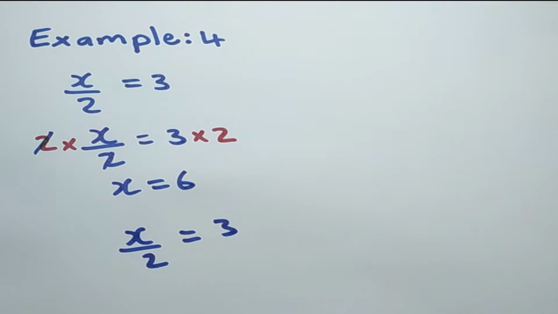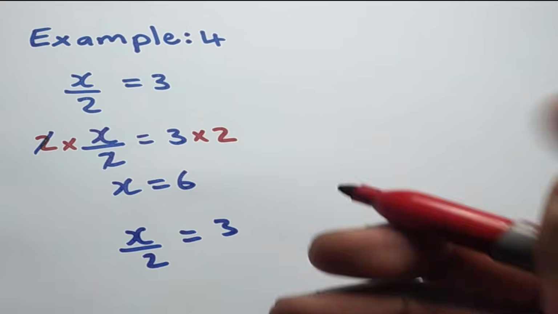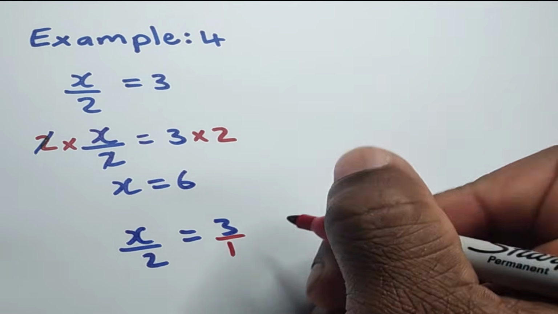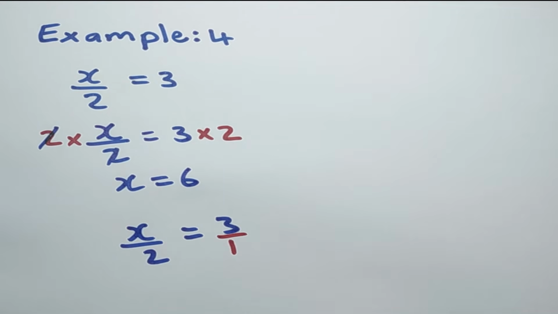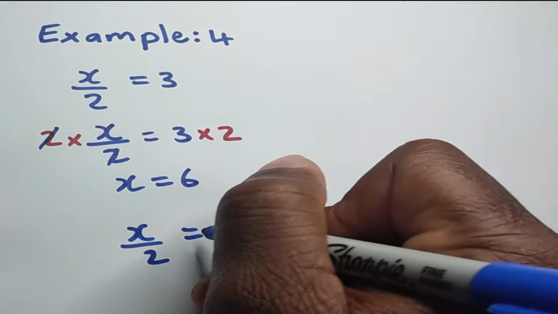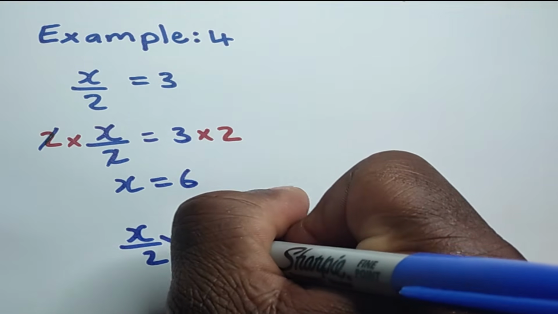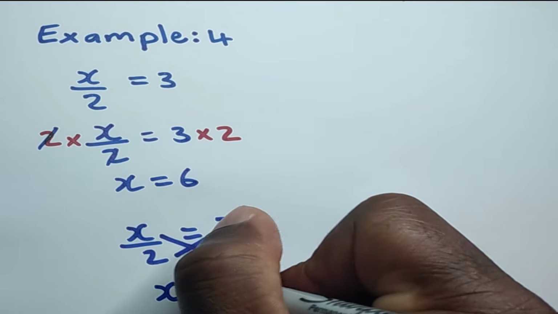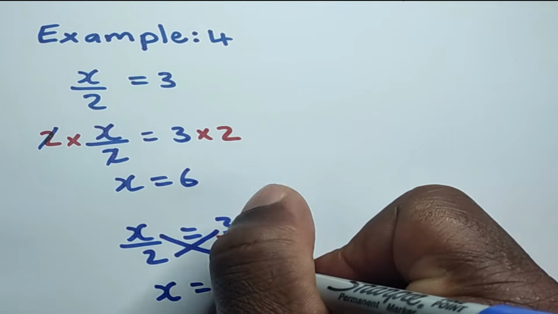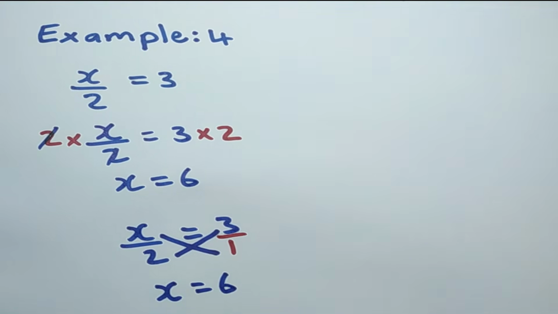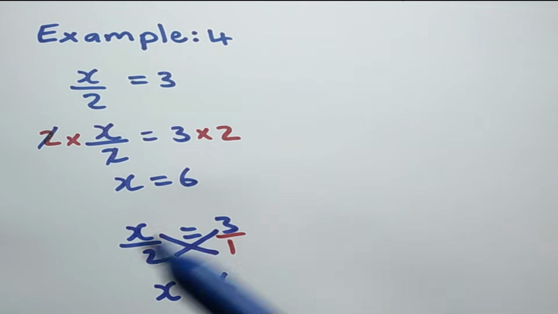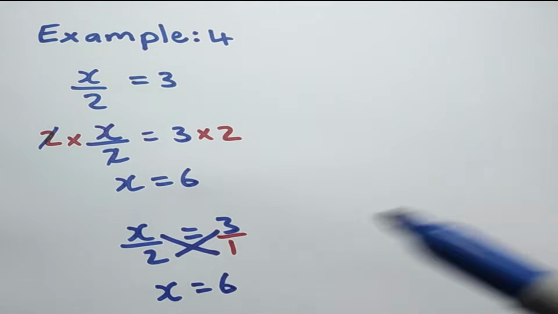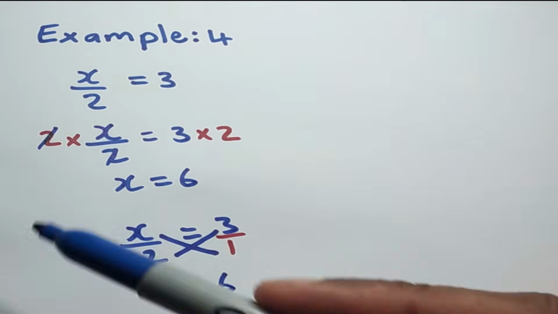The other way we could have done this problem, we could have simply put this 3 right here over 1. And then we could have done what they call cross multiplication. So x times 1, I'll be left with x, and 2 times 3, that's 6. So you choose which method you'd like to use. It doesn't really matter which way you choose to do it. You'll obtain the same result.